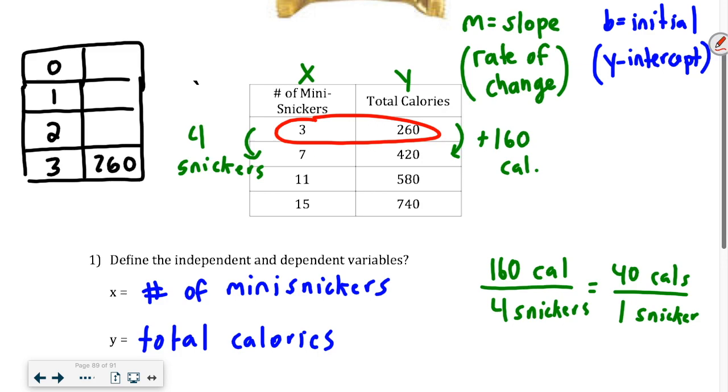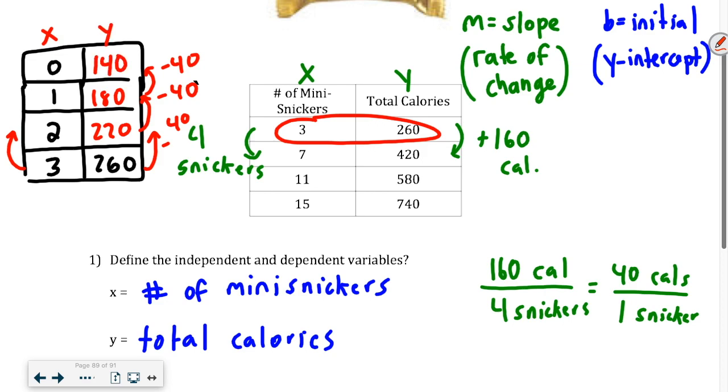Well, if it's 40 calories per Snicker, when we go back 1 on the x, we need to subtract 40. Well, 260 minus 40 is going to give you 220. So 220 calories for 2 Snickers. We subtract 1 more Snicker. That means we're going to subtract 40 calories. So minus 40 is 180. So 180 calories for 1 Snicker. And we go back 1 more time, minus 40. And that gives us 140 calories for 0 Snickers.